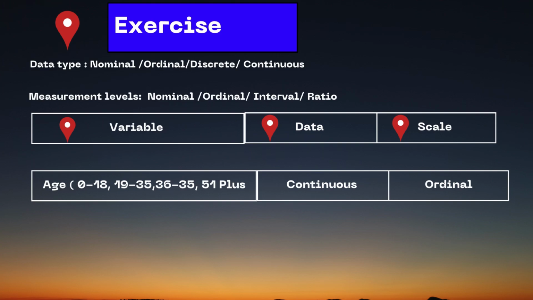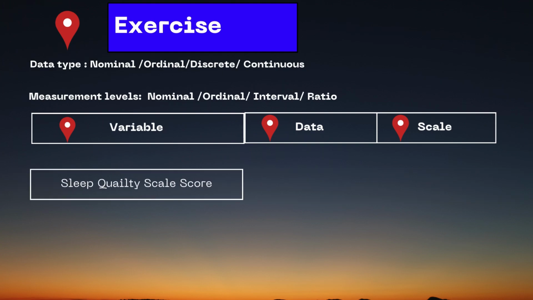Important note. By categorizing age, we have converted a continuous variable into an ordinal variable. The categories reflect a ranked order, but they do not provide the precise measure of age that continuous data would offer. Sleep Quality Scale Score.